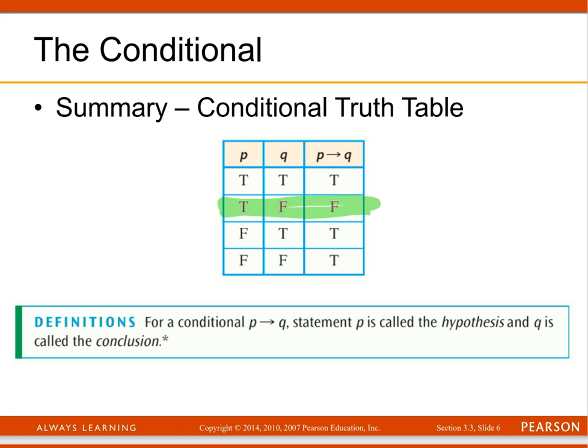And there's some special terminology here. Whatever wordage is in front of the arrow, which will be after the word if, that's called your hypothesis. And then whatever is after the arrow, which they're calling statement Q, that is called the conclusion. So I'll be using those words. So the only time you get a false is when the hypothesis is true, but the conclusion is false.